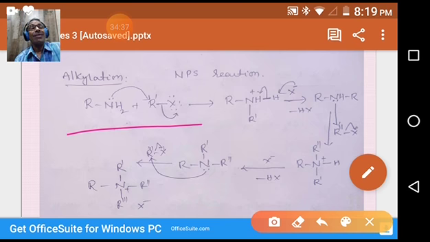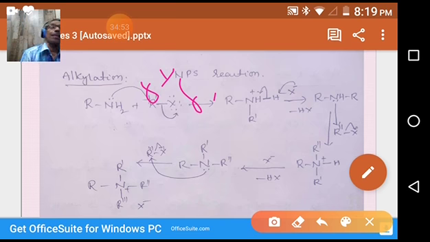Amine reacts with alkyl halide. The halide X takes the electron pair due to its higher electronegativity, so X becomes delta minus and R becomes delta plus. It's an electron-deficient carbon. Due to this electron deficiency, the electron pair available on nitrogen attacks, and they combine.